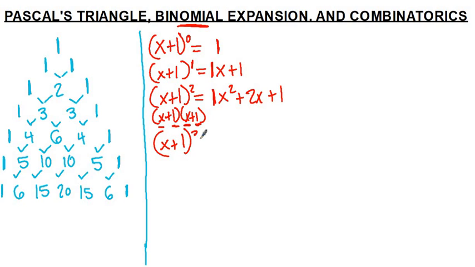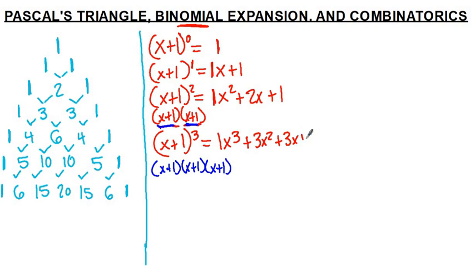Okay, let's do a couple more. Now it starts to get kind of painful, because now you have to cube that, so you have to take the thing that you just had right here, and you have to multiply it by yet another x plus 1. So I'll just save you the time in doing that. You can FOIL it out if you want to, but when you do, you're going to get x cubed, which I'll write as 1x cubed, plus 3x squared plus 3x plus 1.